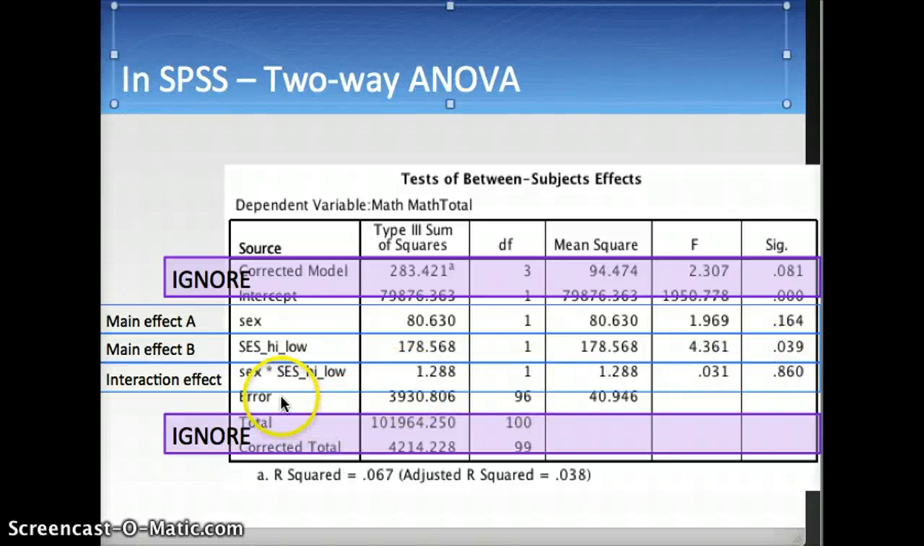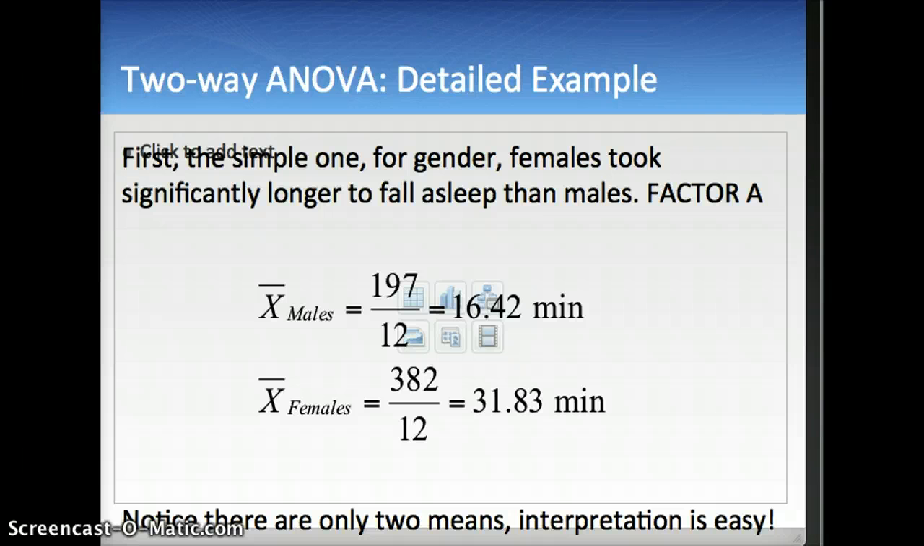So the meaning of this is that there's no effect for gender, there is an effect of socioeconomic status, and there's no interaction between gender and socioeconomic status. In the two-way ANOVA, once we find that there is a significant effect in the ANOVA, we go on to conduct post-hoc tests.